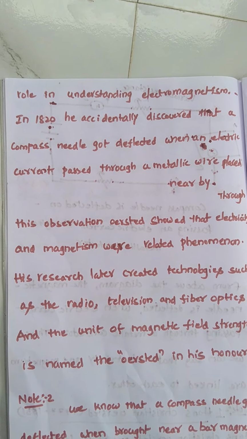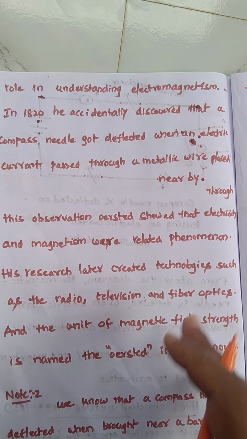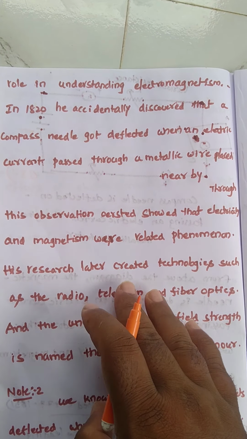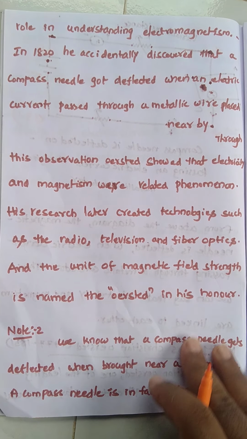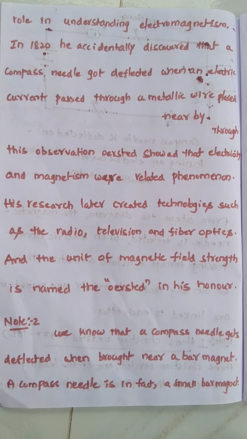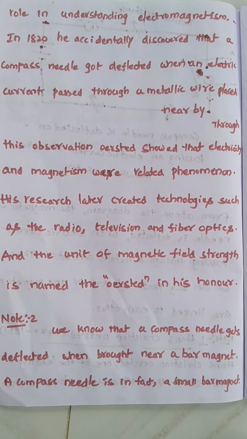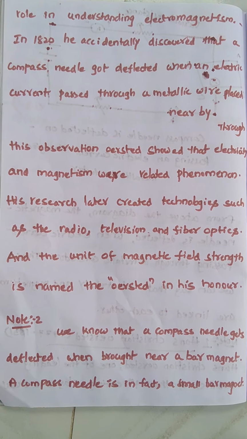That is what we discussed till now. Through this observation, Oersted showed that electricity and magnetism were related phenomena, and his research later led to technologies such as the radio, television, and fiber optics. The unit of magnetic field strength is named the Oersted in his honor, due to his wonderful experiment.